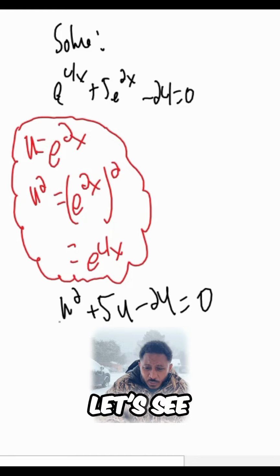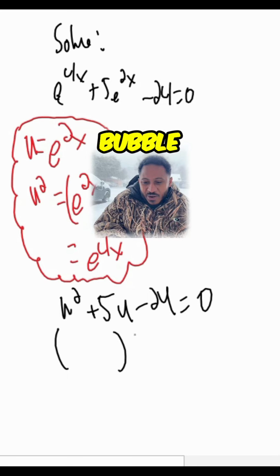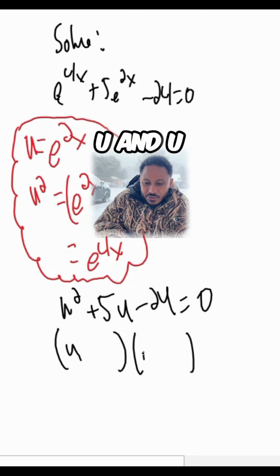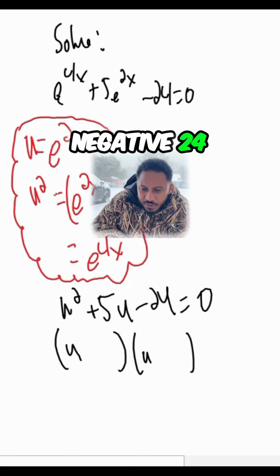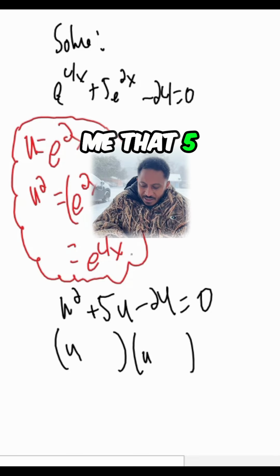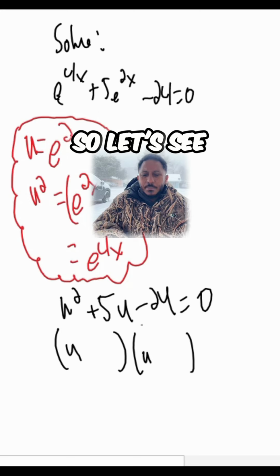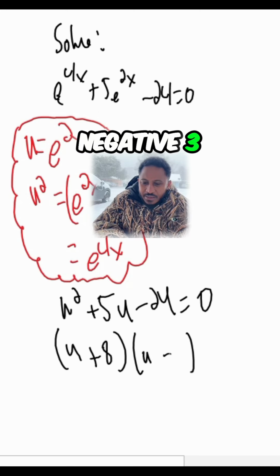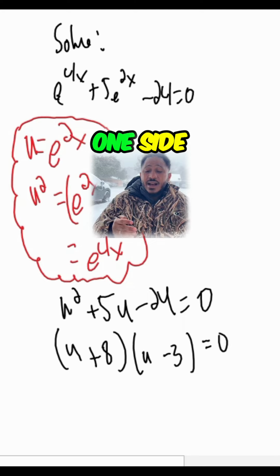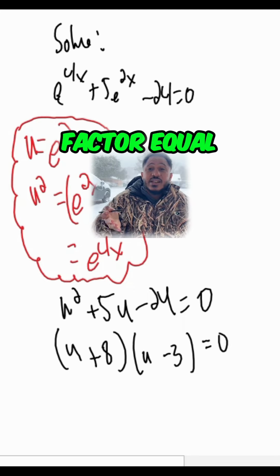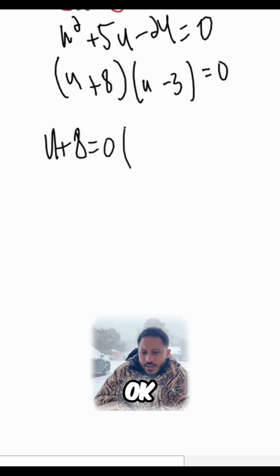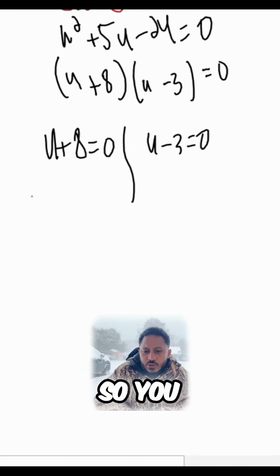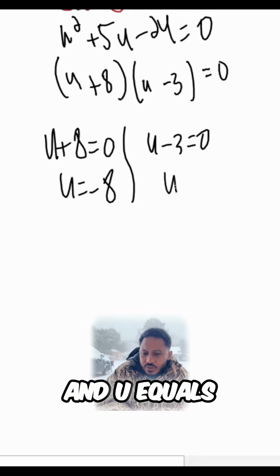It's a 1 in front of the u squared, so we'll set up a double bubble: u and u. Then we need two numbers that multiply to give negative 24 and combine to give 5. Positive 8 and negative 3 works. So get 0 on one side, factor the other side, and set each factor equal to 0. u plus 8 equals 0, and u minus 3 equals 0. So u equals negative 8 and u equals positive 3.